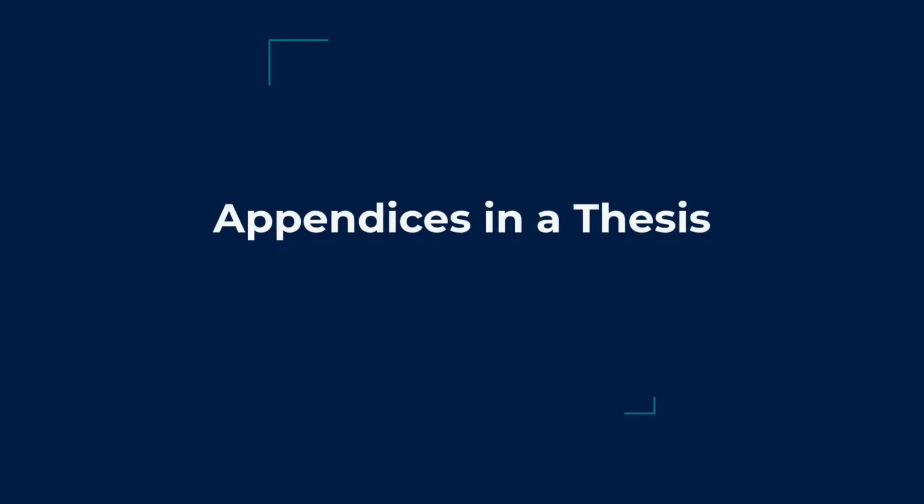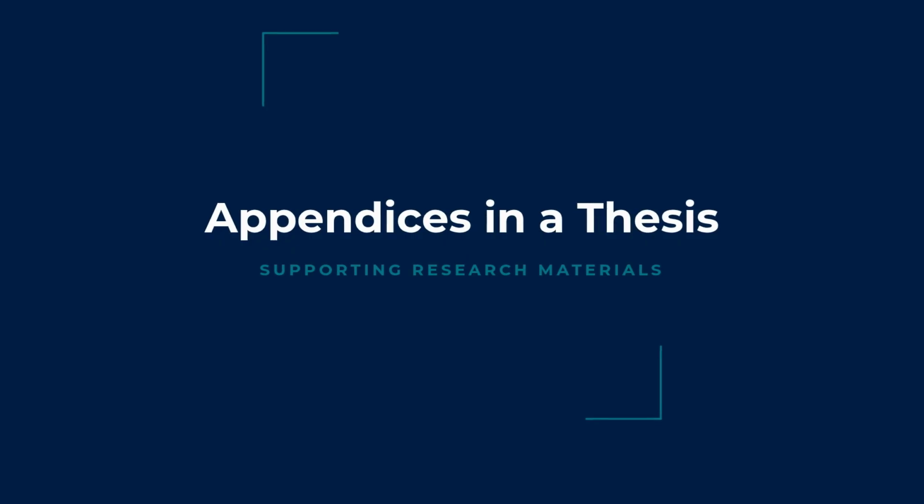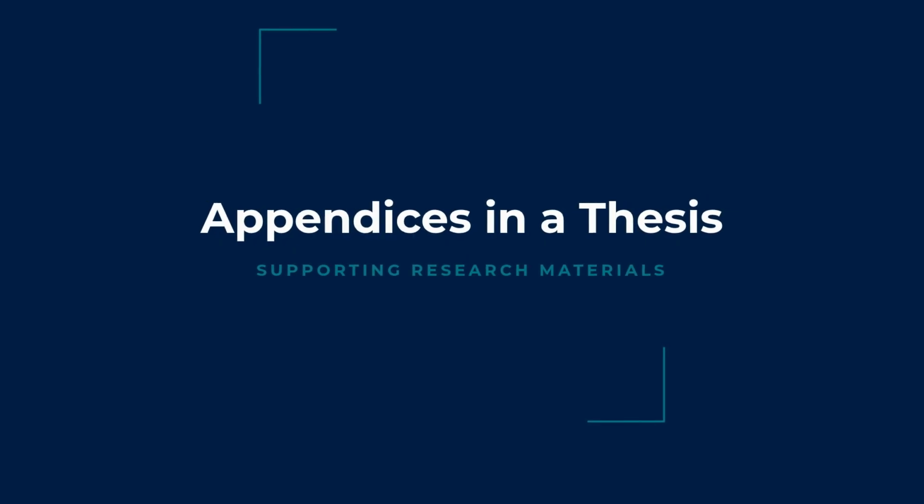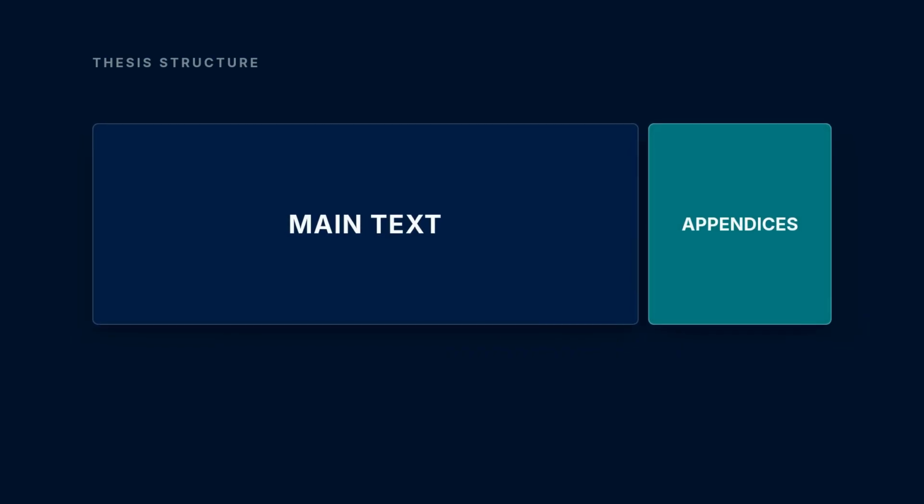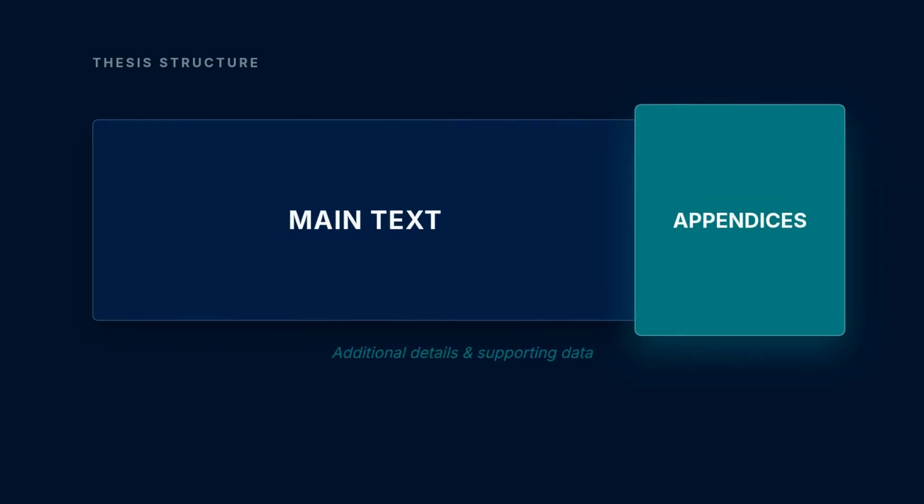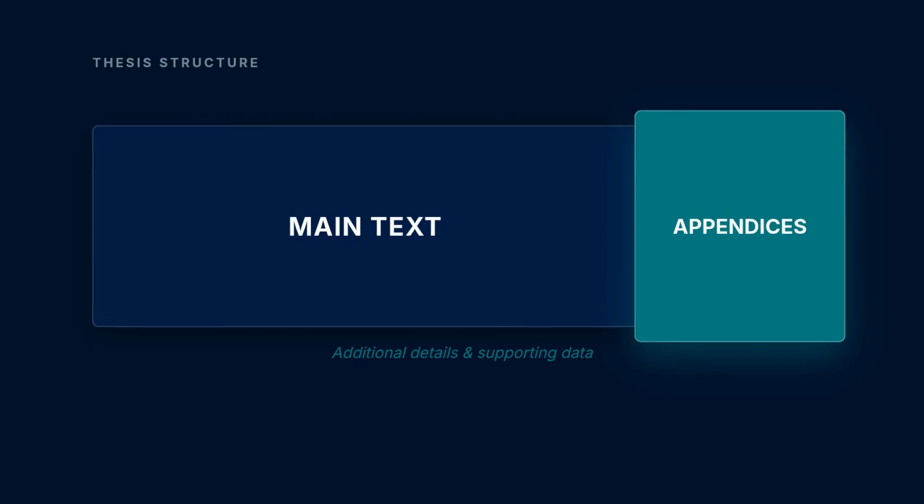Appendices in a thesis are sections at the end where you include extra information that supports your research but isn't essential in the main text. They help keep your thesis organized and focused while providing readers with additional details if they want to explore further.